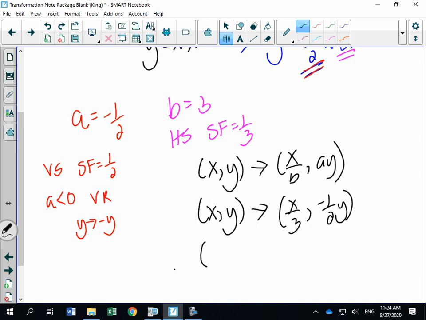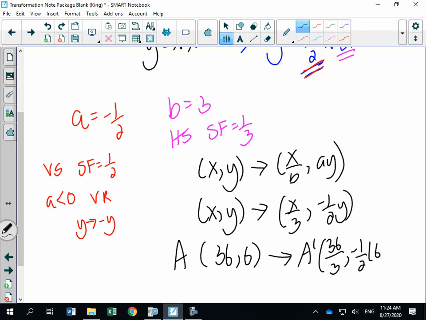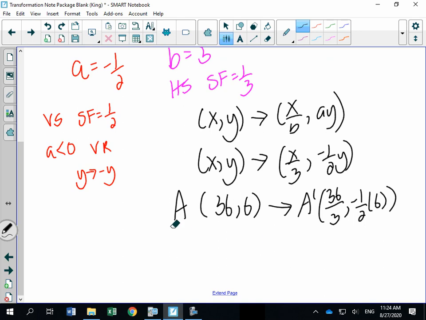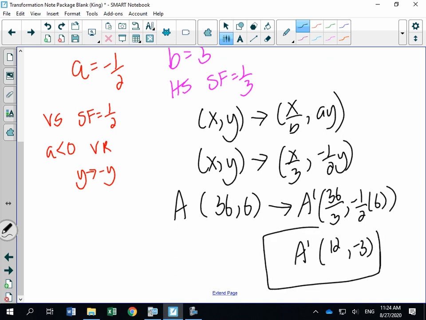The coordinate for A they said was (36, 6). And the coordinate for A prime is 36 over 3, negative 1/2 times 6. So A prime, what would that be? 36 divided by 3 is 12, and 6 times negative 1/2 is negative 3. That would be our new A prime.